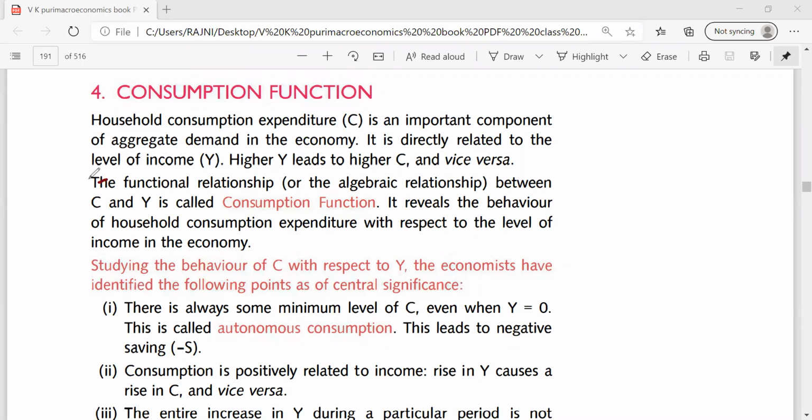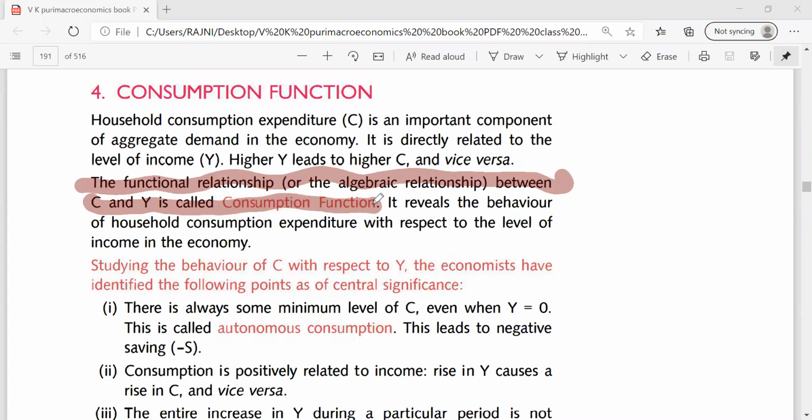So the functional relationship between the income and the consumption, C and Y, is known as the consumption function. Simply we can say the relationship between the consumption and the income is known as the consumption function. ये मेनली शो करता है कि हाउसहोल्ड लेवल पर जो भी पैसा खर्च किया जाता है, वो एक इकोनॉमी के अंदर जितना भी इनकम लेवल आ रहा है उसके अकॉर्डिंग किस तरीके से बिहेव कर रहा है.